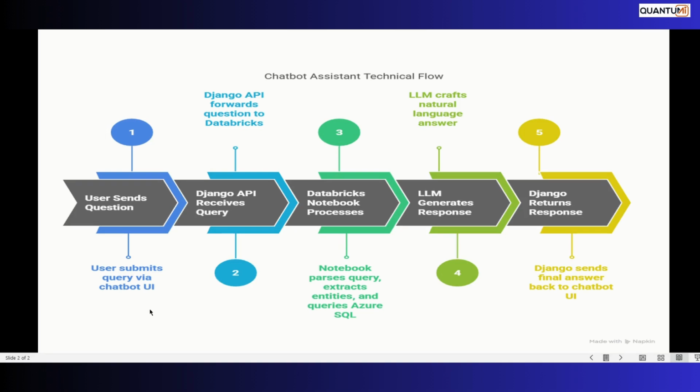So now I will explain behind the scenes how our chatbot really works. The user asks a question through the chatbot UI. The question is sent to the Django API. Then Django passes the query to a Databricks Notebook. In the Databricks Notebook, a large language model like OpenAI or Hugging Face interprets the query. It extracts relevant entities like plant ID, request ID, etc. If needed, it queries Azure SQL for precise data, and a well-structured answer is generated using LLM logic. The response travels back through Django to the chatbot interface. This way, the chatbot becomes a natural language interface, making complex operations simple for end users.